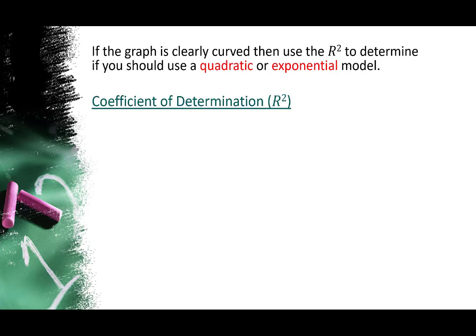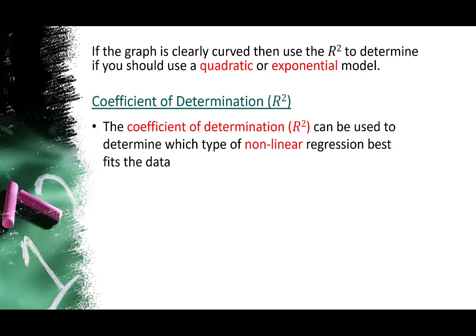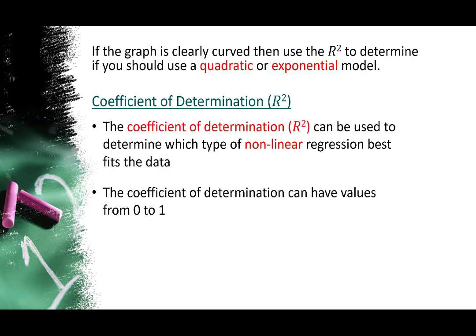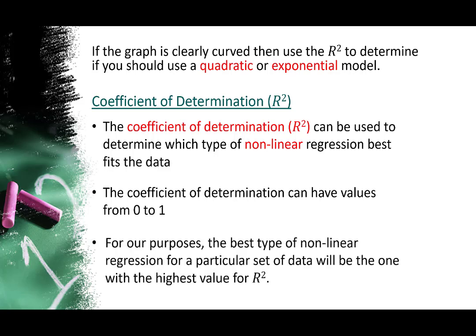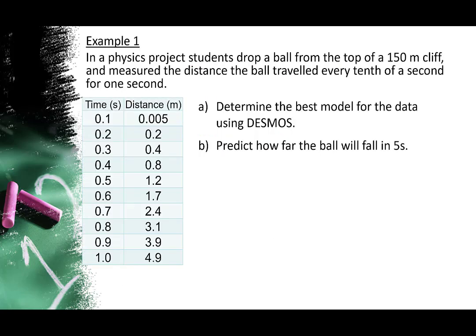So the coefficient of determination. The coefficient of determination can be used to determine which type of nonlinear regression best fits the data. The coefficient can have values from 0 to 1. And for our purposes, the best type of nonlinear regression for a particular set of data will be the one with the highest value for R squared, or in other words, the closest value to 1. So let's go through a few examples.